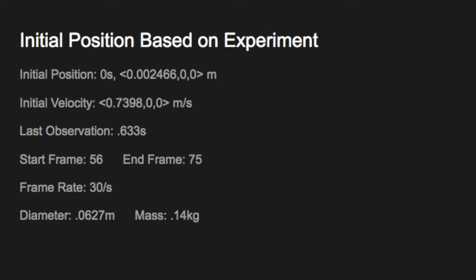Once I put this video in Tracker, I was able to extract the initial position and initial velocity as well as some other important information needed for my code. I was also able to find the mass of the system in SI units. All of this information was needed to complete the Newton's law aspect of my program.